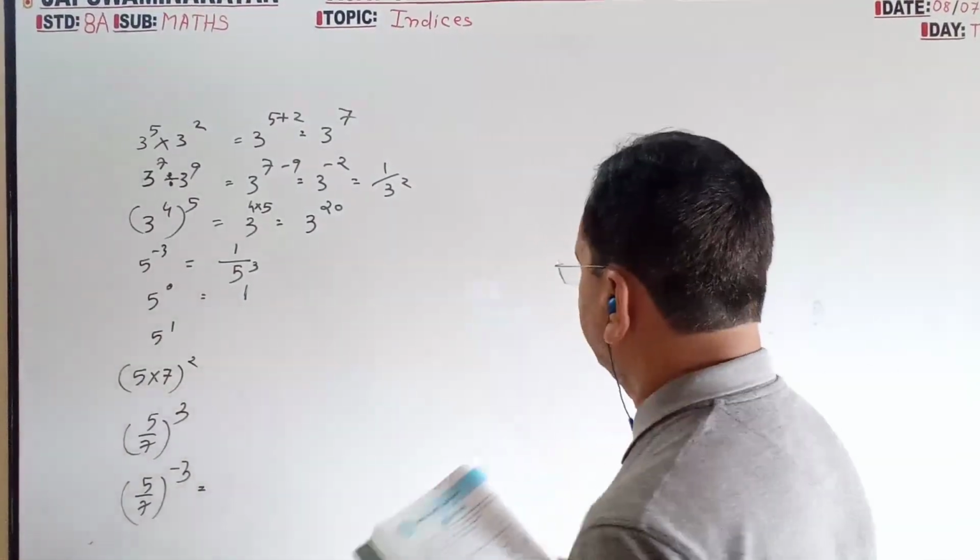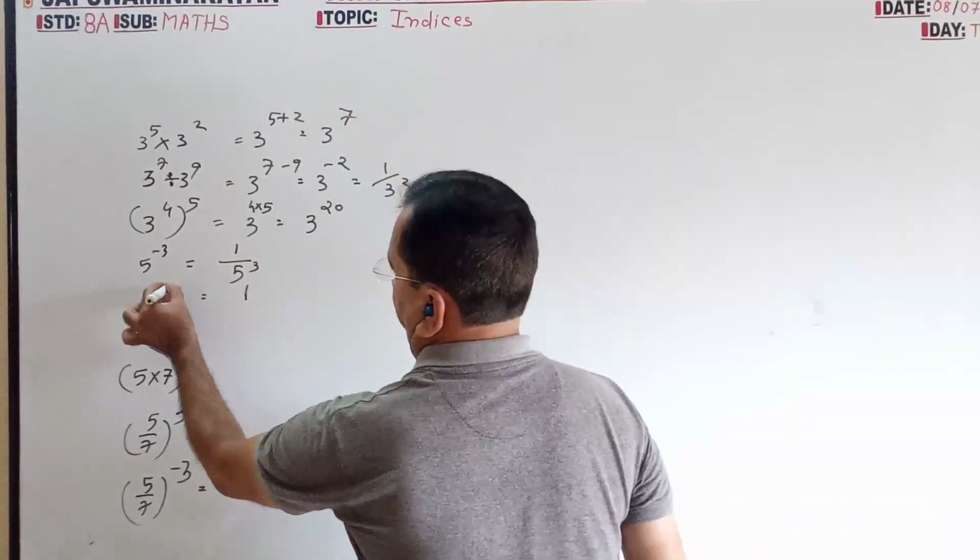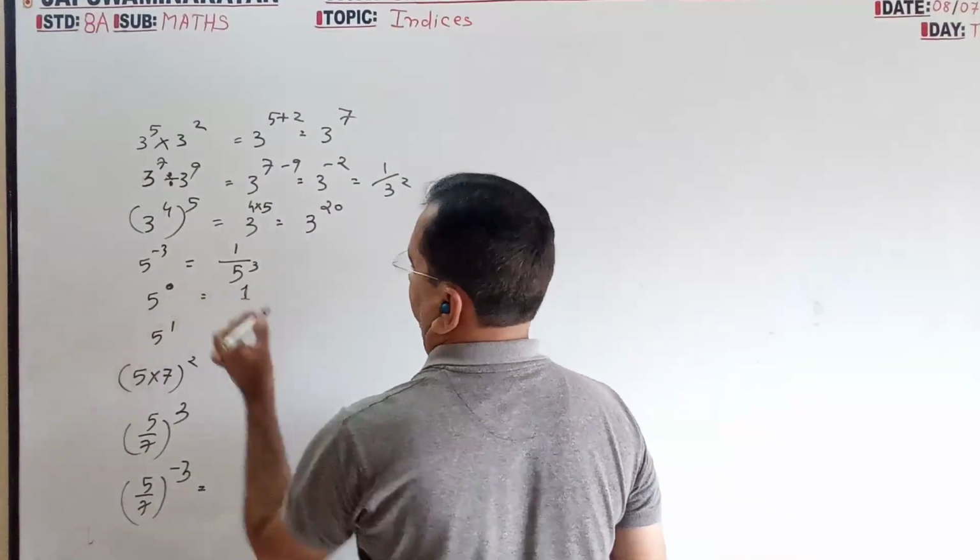See. Okay. Power is 0 means the final answer is always 1.